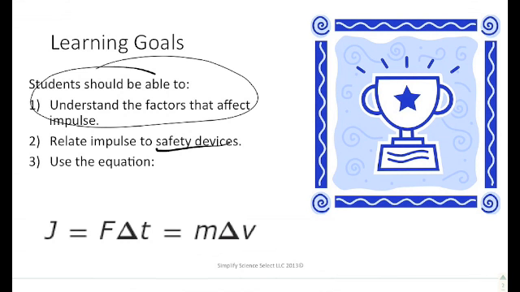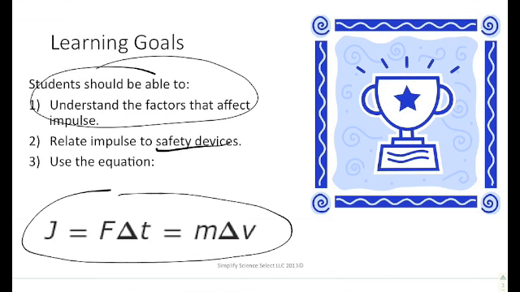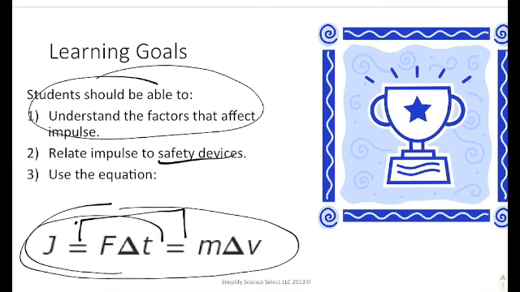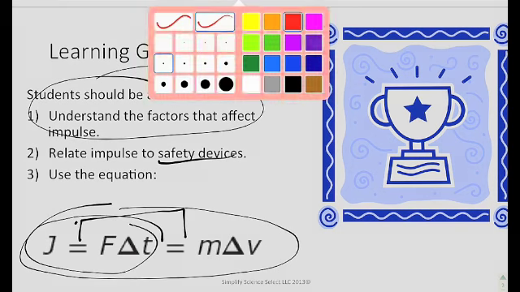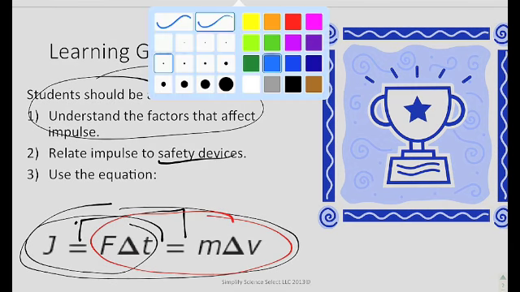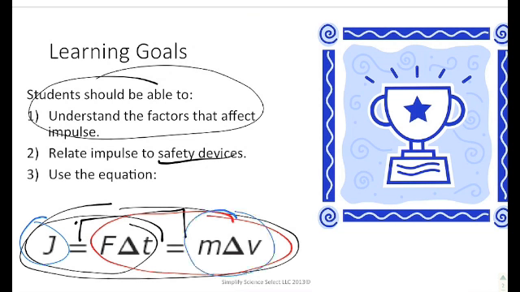And you should be able to use the equation right here: J equals F delta t equals m delta v. People get kind of confused with that because it has these two equal signs, but you can think of it as two formulas, or actually three. You can think of it as J equals F delta t, F delta t equals m delta v, and finally J equals m delta v. They're all equal to each other, so they just set it as one long equation.